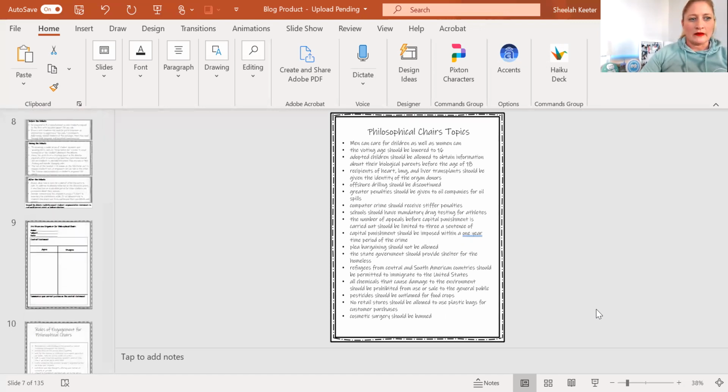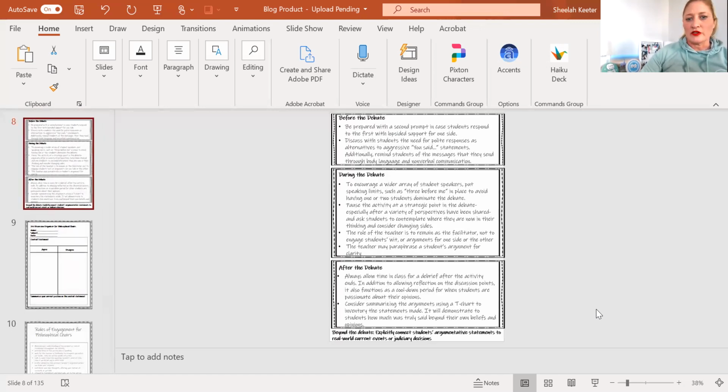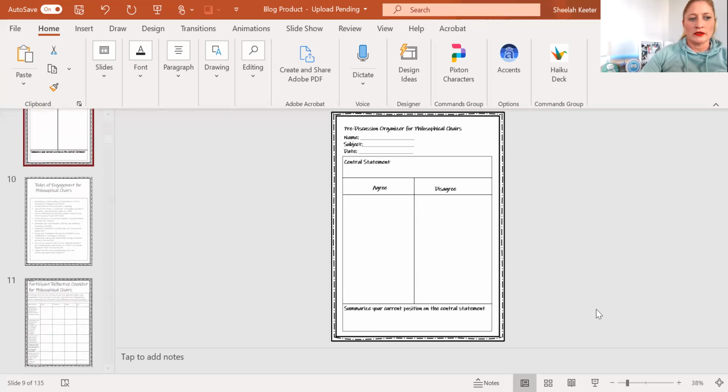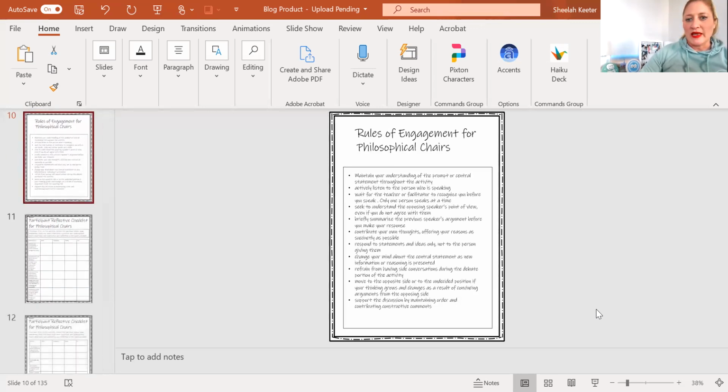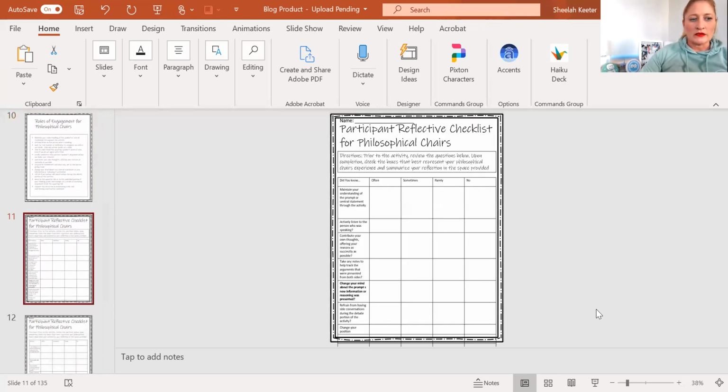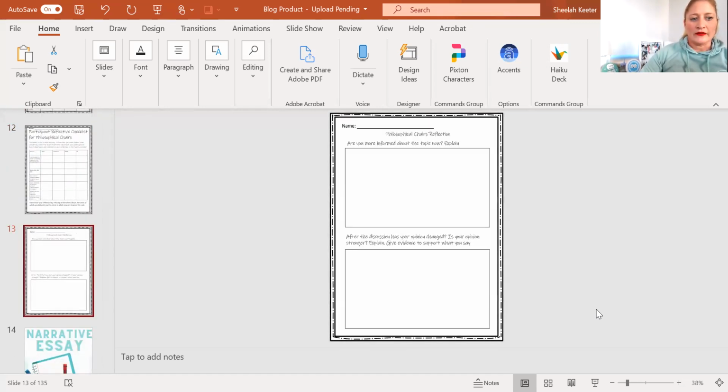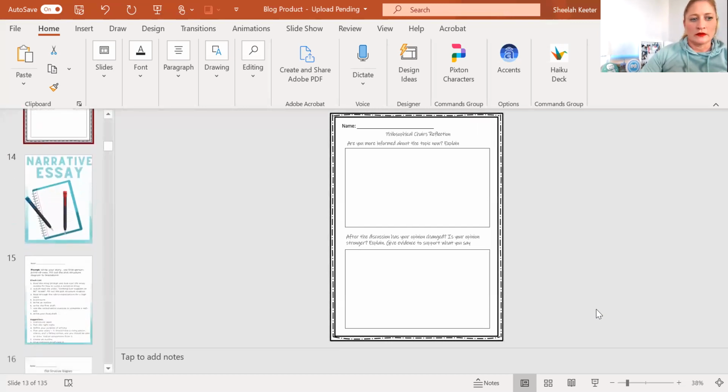So here's a second list. Then there's a before the debate, during the debate, and after. Students have a graphic organizer. There's rules of engagement for philosophical chairs. There's checklists, and there's a reflection sheet.